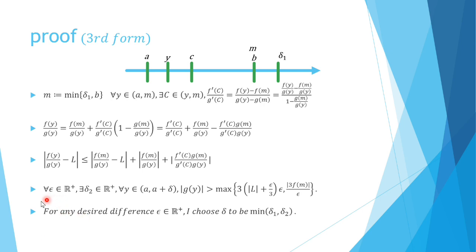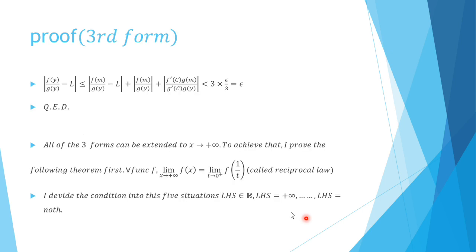I also set another delta 2, due to the limit of g of y being infinity as y approaches a from the right. Then I choose delta to be the minimum of the two deltas. I get this result, QED.